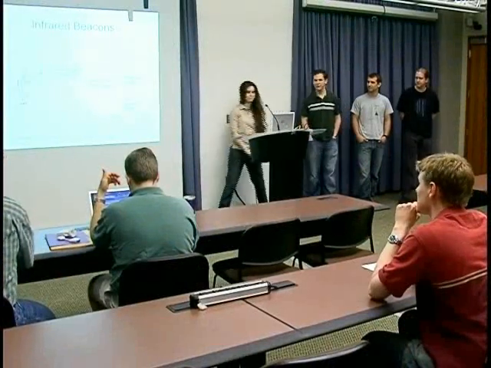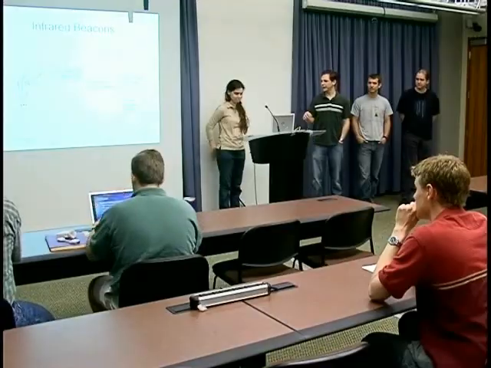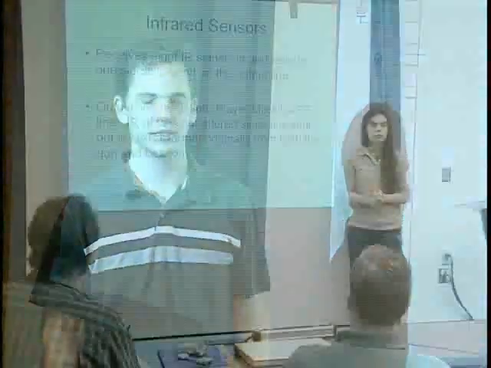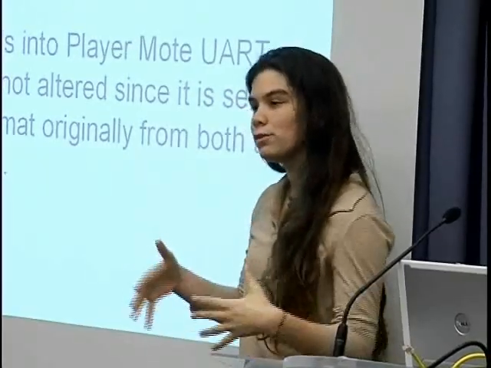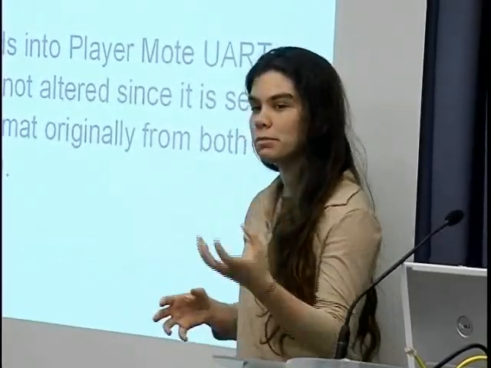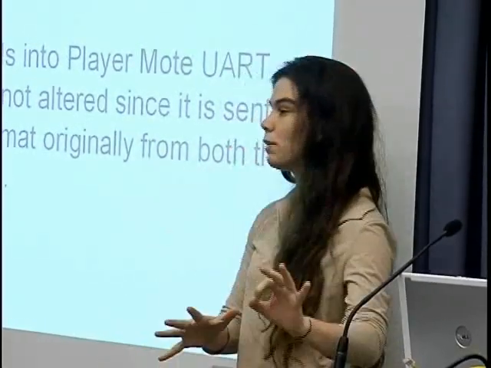Okay, so my infrared beacons are kind of the first link in the chain that is tagged. We can determine roughly how far away a player is. Right now we're down to eight sensors per person. They all feed into one of the ports. The Atmega selects one of the ports and pipes that out. It just takes the data directly.